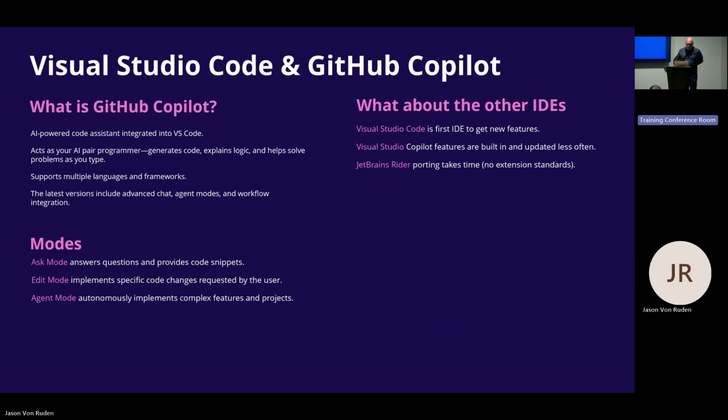And then the next mode is edit mode. This is for specific code changes requested by the user, and this would usually operate on the file you have opened. And then the next step that you can go to is agent mode. This is where it autonomously implements complex feature projects. It will look through your whole project, scan it, and then based on what you ask it to do, it will attempt to make those changes. So those are the three pieces that we'll be covering from a mode perspective.